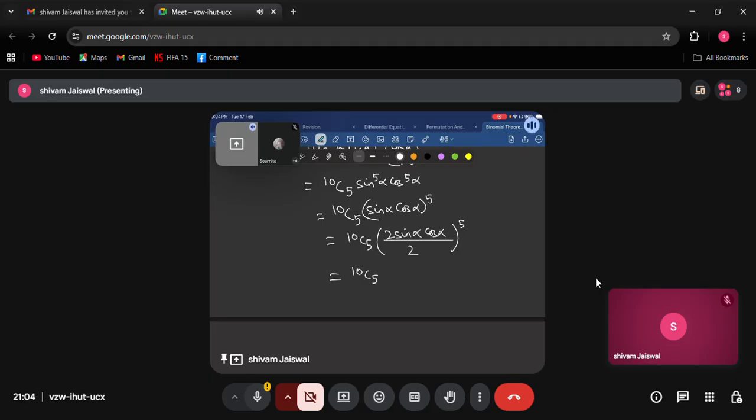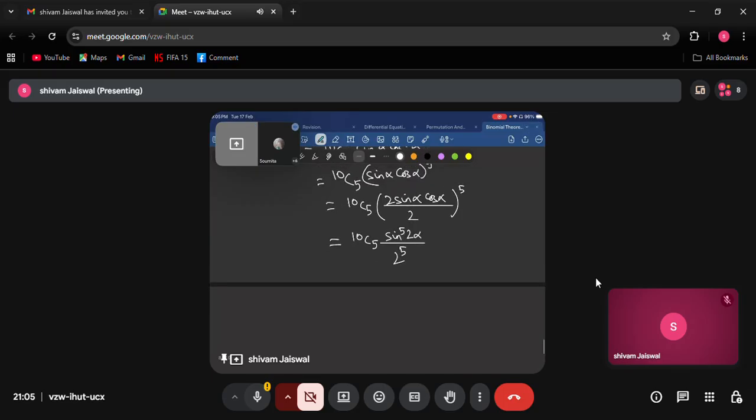Revise trigonometry again, Shwamita. If you need any help, let me know. Have I sent you any drive link where all the previous notes are there? Yes, sir. Go through them. There are trigonometric identities also. So you are going to get (sin 2 alpha) to the power 5 by 2 to the power 5. Are you getting it, Shwamita?